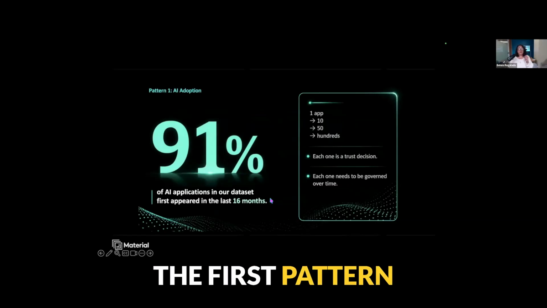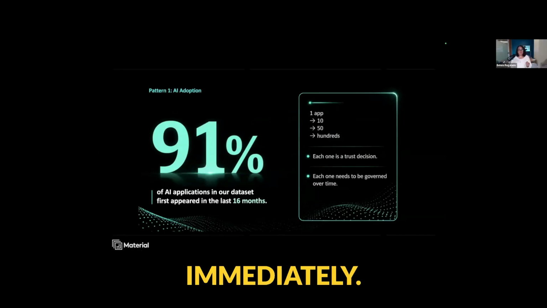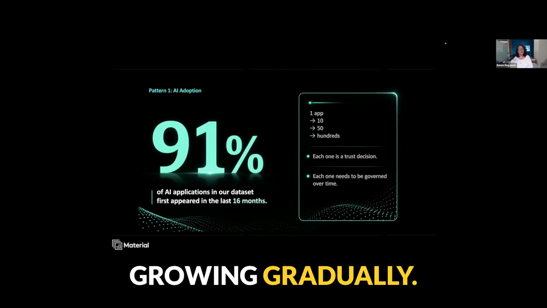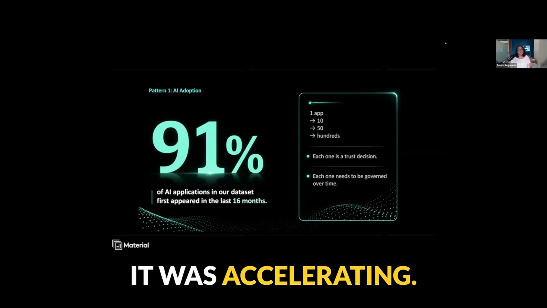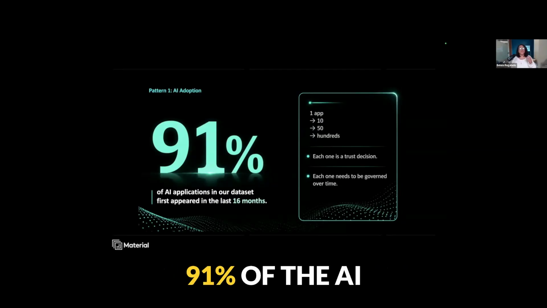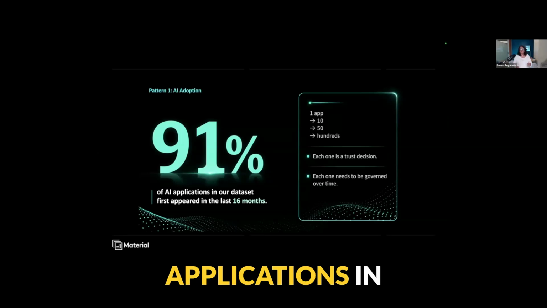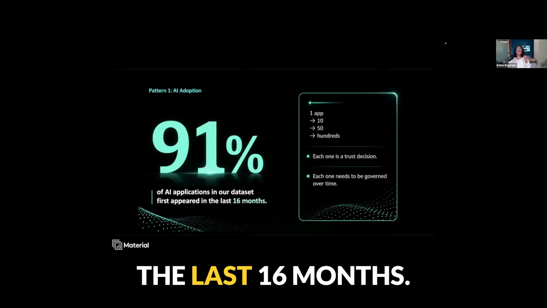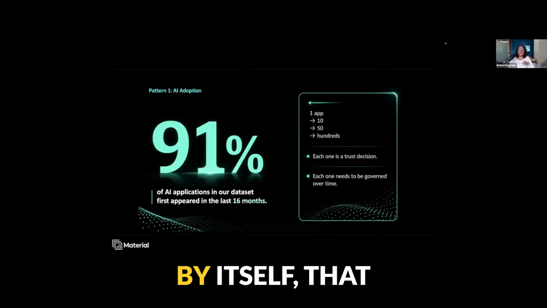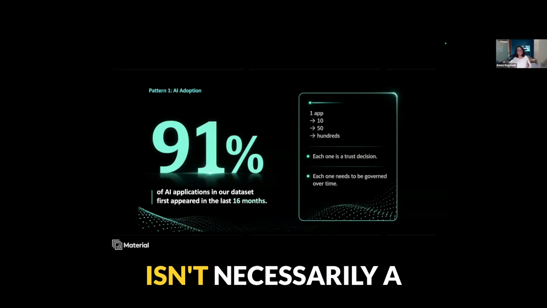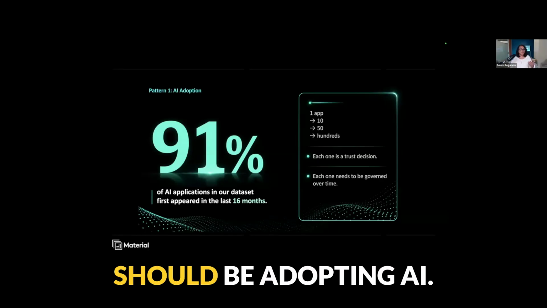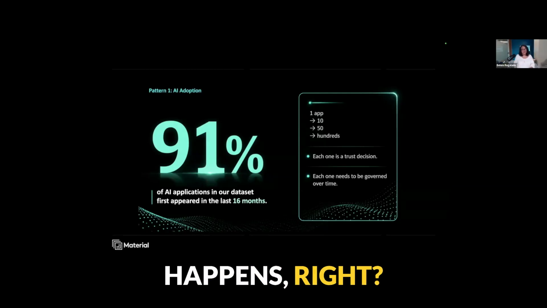The first pattern appeared almost immediately. AI adoption wasn't growing gradually. We know that. It was accelerating. 91% of the AI applications in our dataset first appeared during the last 16 months. By itself, that isn't necessarily a security problem. Organizations should be adopting AI. That's how innovation happens, right?